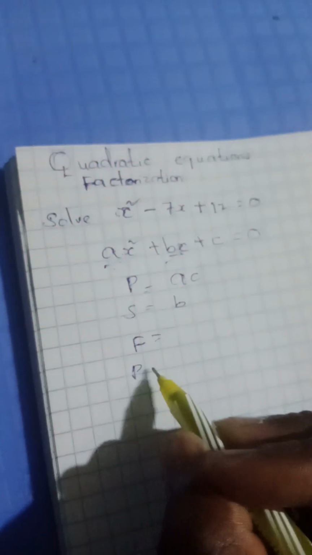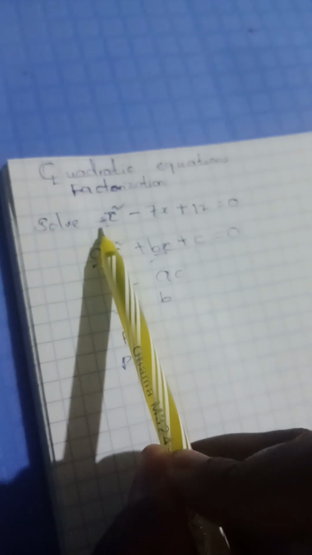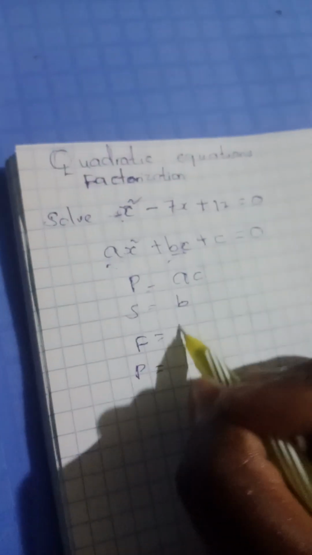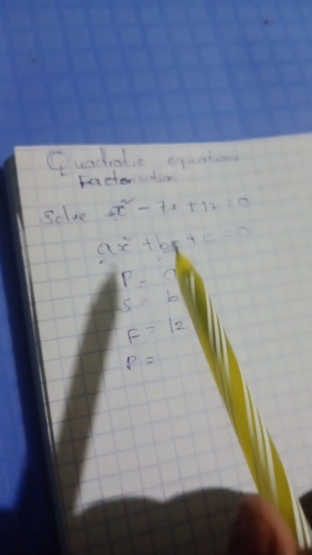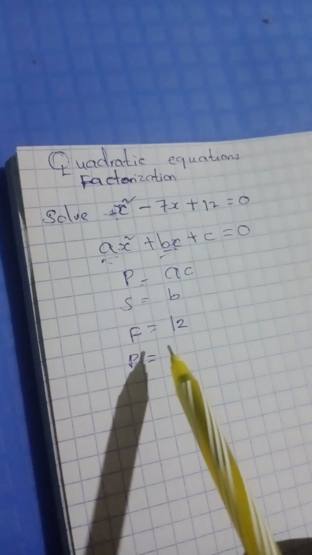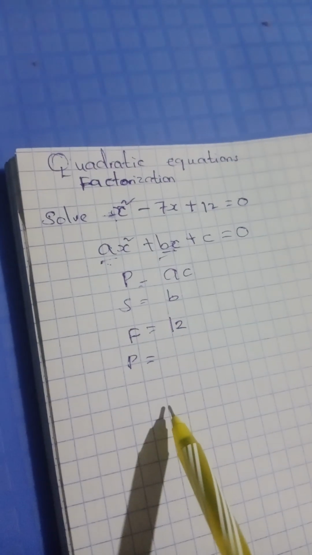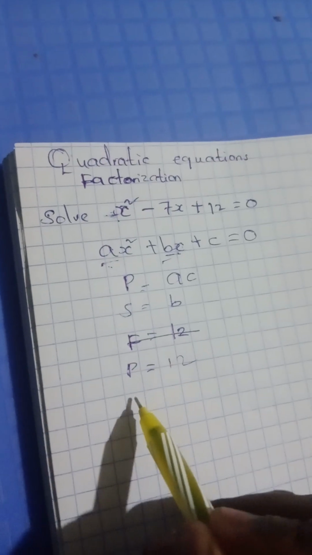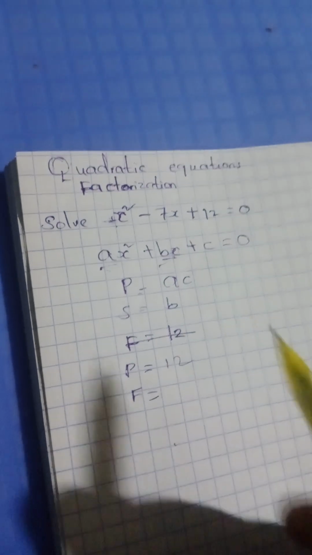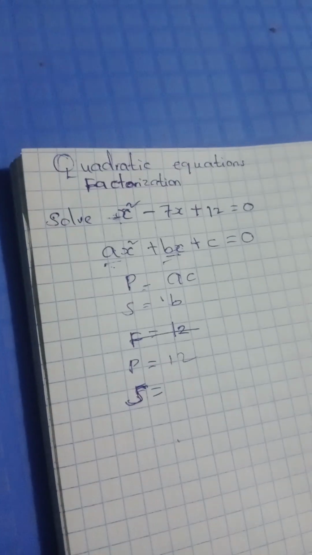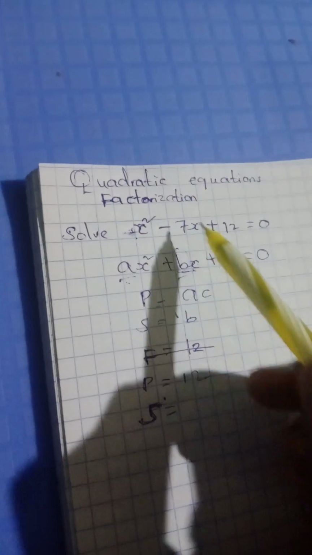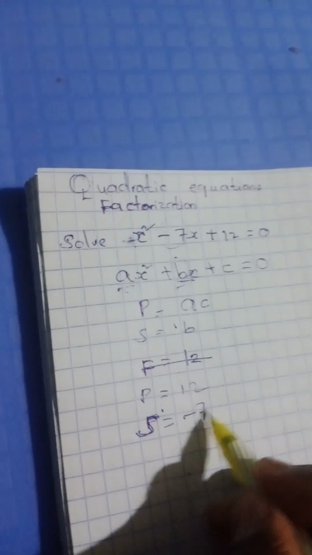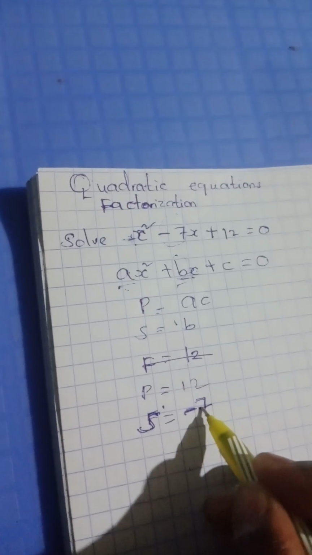In our case, the product in this equation is, our A here we assume it is 1, because we can't write 1x square. So it's 1 times C, which is 12. 1 times 12 is 12. Here is our product. Our product is 12. The sum is B, and B in our case is negative 7. You can't write 7 because the 7 here has a negative.